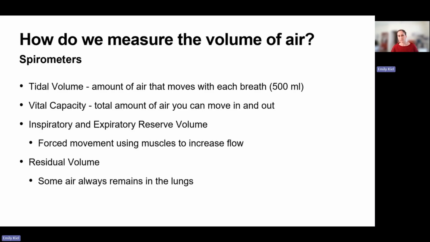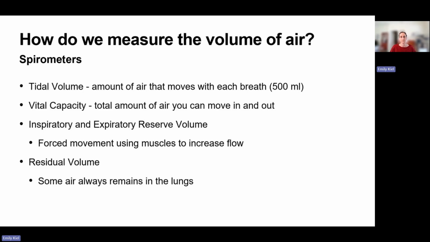So how do we measure the volume of air? Because if the volume and pressure are so related, if we can track the volume, we can do a lot to track the pressure. And this is through a spirometer. We're going to have lots of different measurements of air in the lungs, so it may be helpful to keep track of these, because you're going to be able to calculate a lot of different things through them.